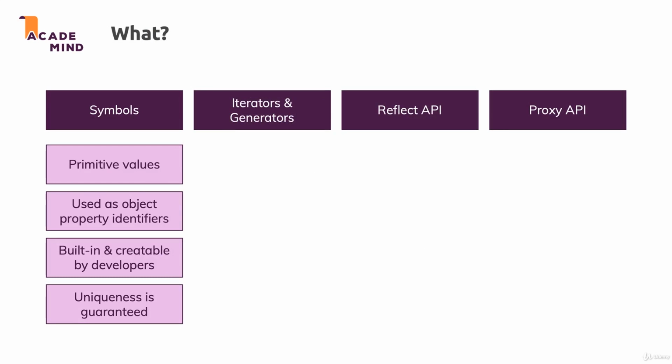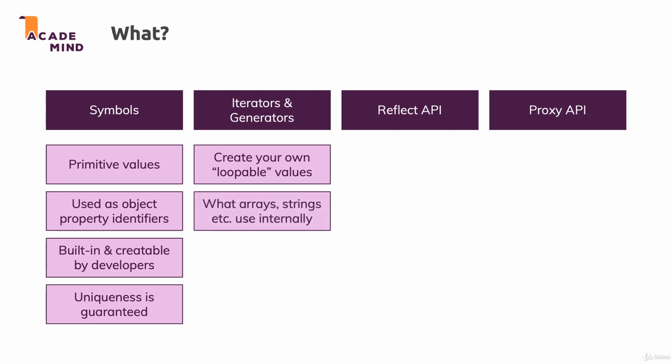So with that, we can also utilize symbols, the built-in iterator symbol, to work with iterators and generators, which allow us to create our own loopable values, if we want to call it like this, and which basically now help us understand what arrays and strings do internally and what we can do on our own objects. With that, let's move on to the Reflect API.